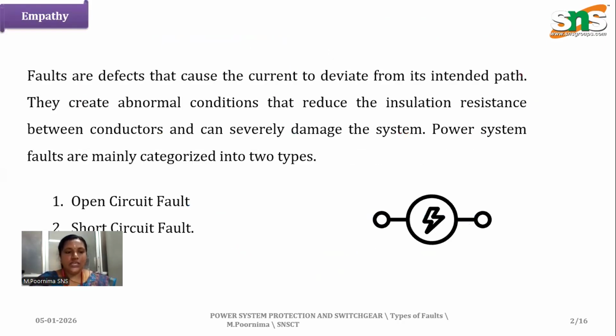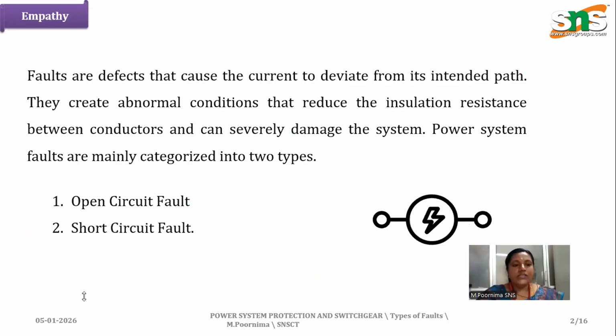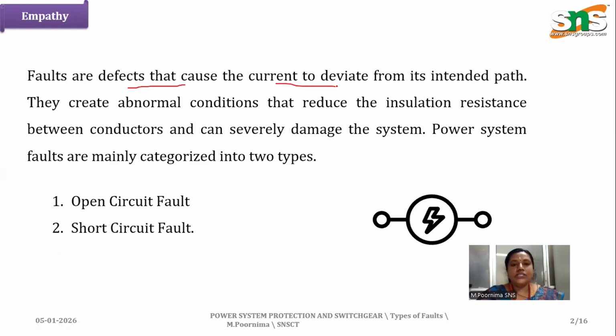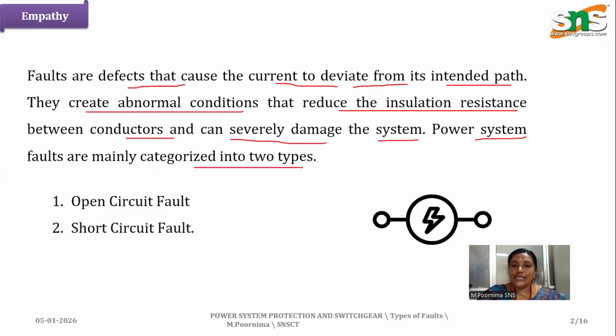The first thing is fault. What is a fault? Faults or defects cause the current to deviate from its intended path. This deviation of current from its intended path is also called a current fault. It creates abnormal conditions that reduce the insulation resistance between the conductors and can damage the systems. Power system faults are mainly categorized into two types: one is open circuit fault, the next is short circuit fault.